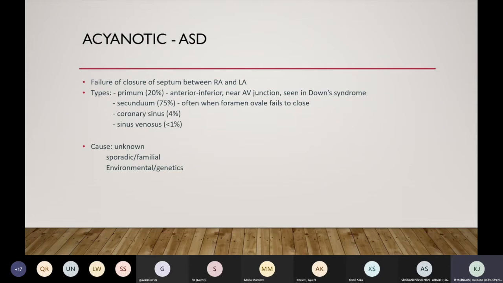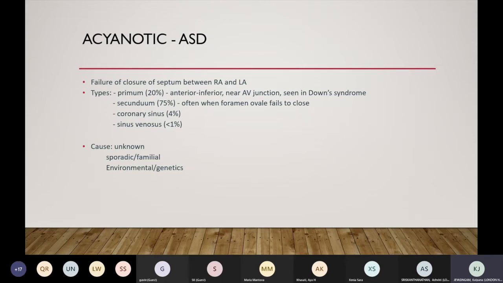So starting with ASD, ASD is when there's a failure of closure of the hole, i.e. the foramen ovale, that lies between the right atrium and the left atrium. And you have different types, the most common being secundum, which is often when the foramen ovale fails to close. But you can also have holes anywhere along the septum that divides the right atrium and the left atrium. So we have the primum, which is found at the anterior inferior part, near the AV junction. And that's usually the type of ASD that you see with Down syndrome. Or you could have it near the coronary sinus or the sinus venosus.